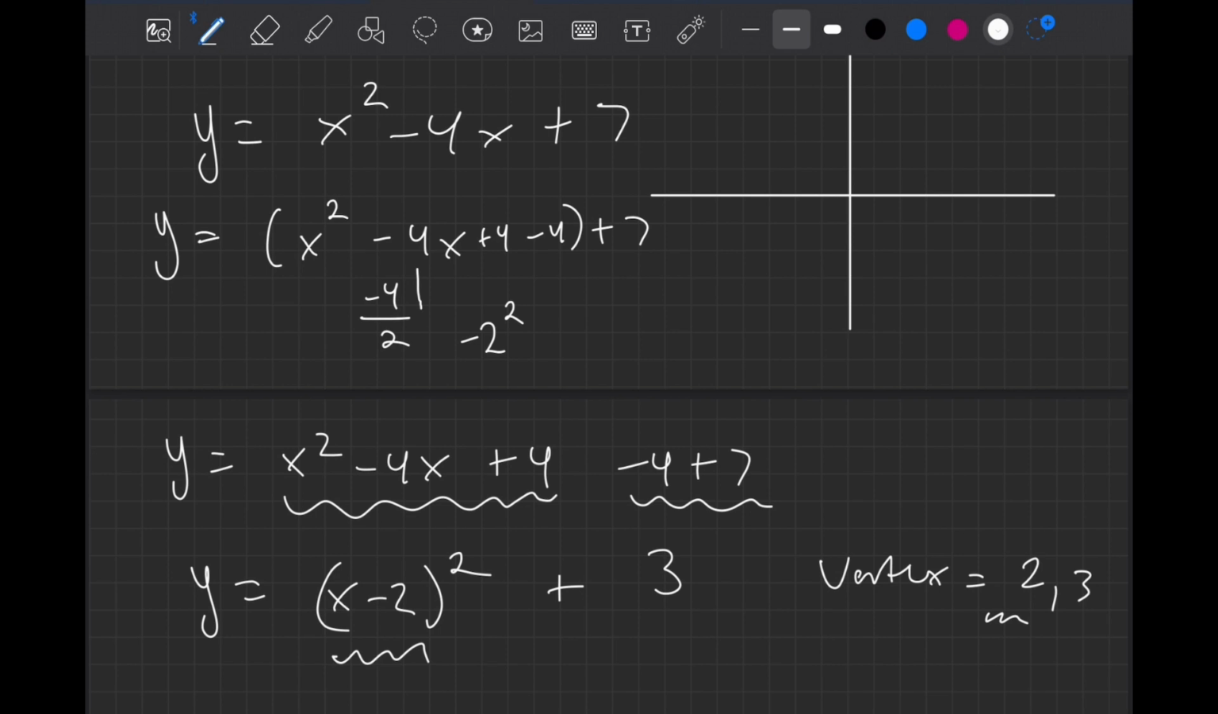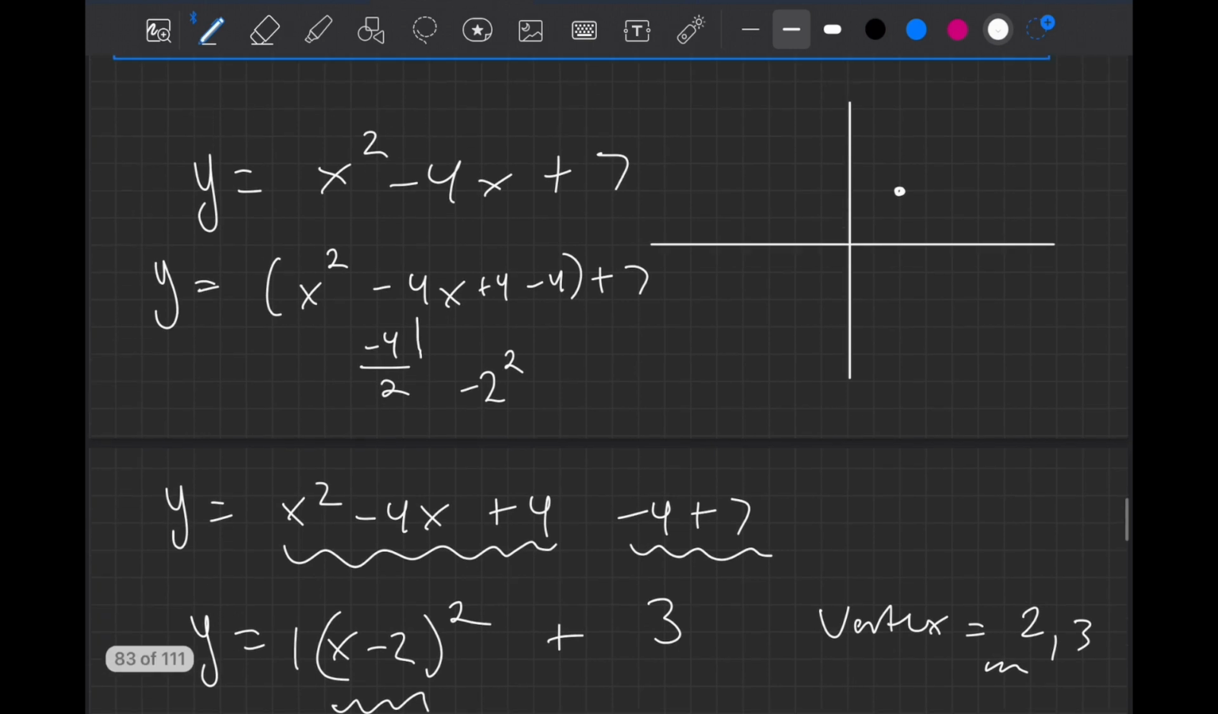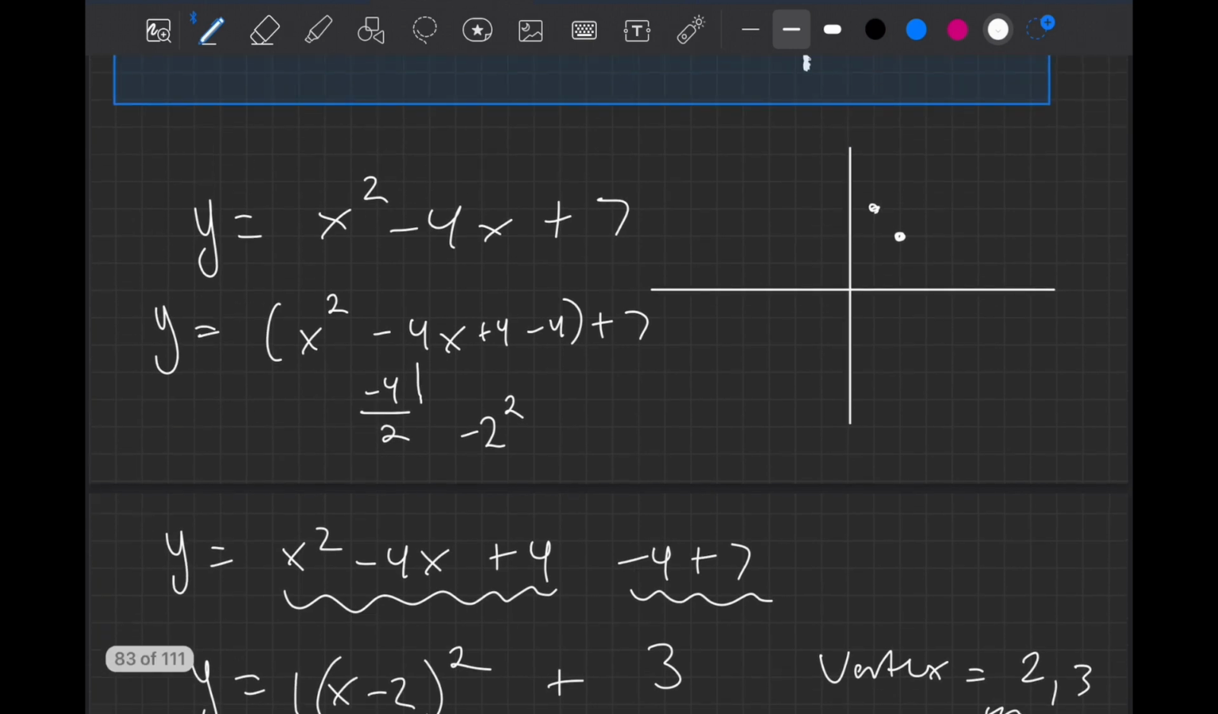So if we were to graph it, vertex here, and then there's a 1 in front of the bracket, so basically the stretch is 1. So we're going to go left or right 1, up 1, left or right 2, up 4, because it's x squared and 2 squared is 4. So 1, 2, 3, 4, and our quadratic would look something like that.